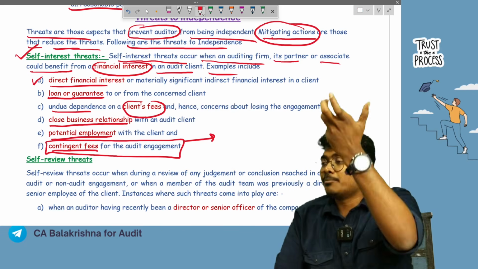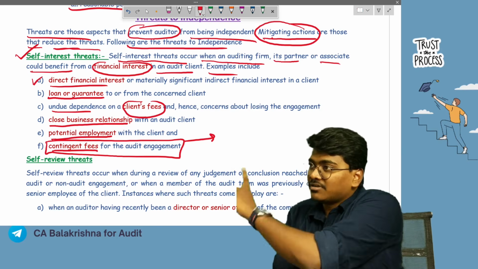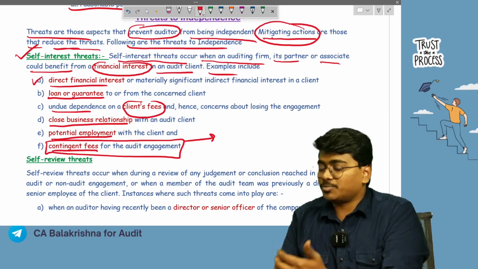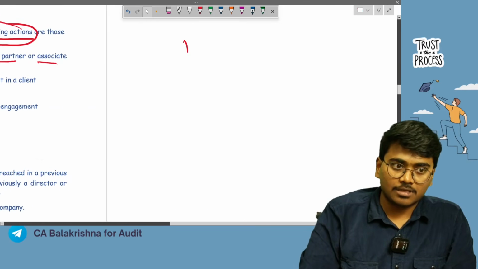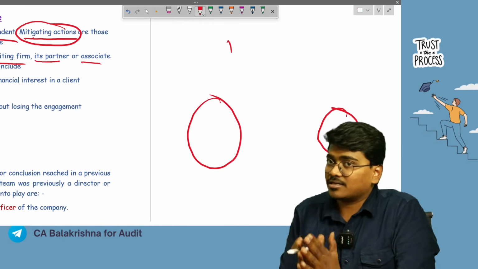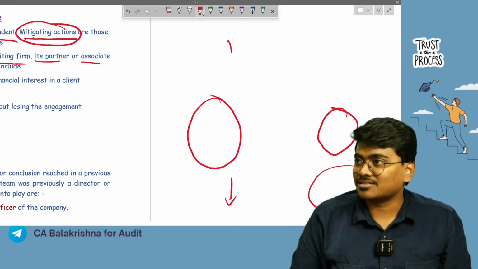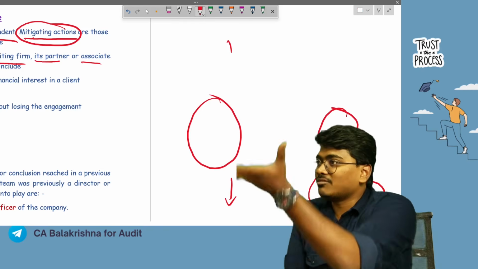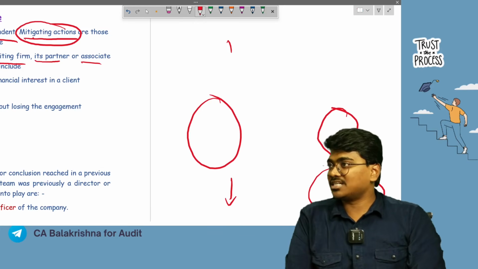This has actually been prescribed in the code of ethics that the institute has issued. If you accept a contingent fee, it will create a self-interest threat on you, because it might not always be that if you find more misstatements, I will give more fees. It will not always be like that. Sometimes the client might say that if you find more misstatements, I will give less fees. In this situation, what will you try to do? You will try to find fewer misstatements so that your fee will be increased, right? So the institute says that you should never accept contingent fees.